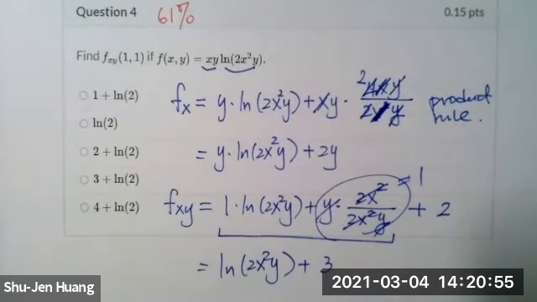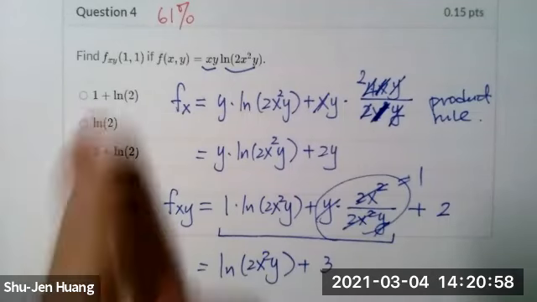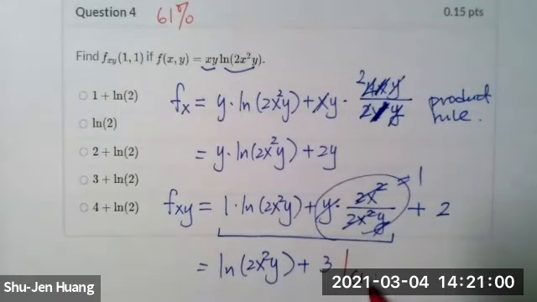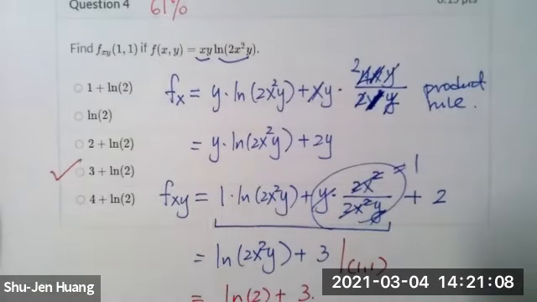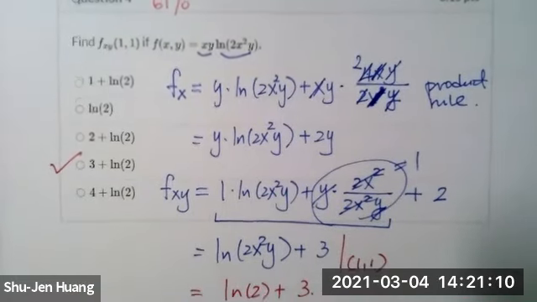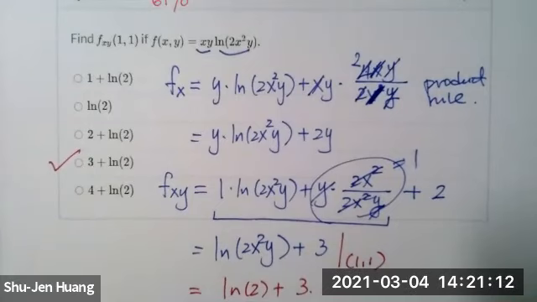So now we're going to plug in the function value at 1, 1. We plug in x equal 1, y equal 1 here, and we get natural log 2 plus 3. That's the final answer here for the second mixed partial derivative. Is that good?